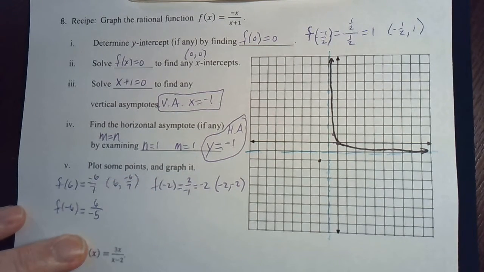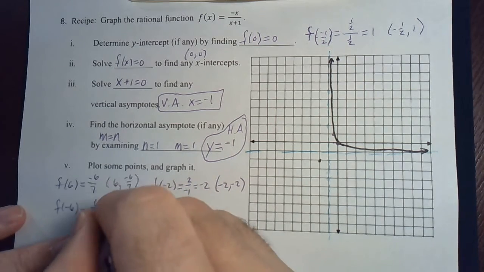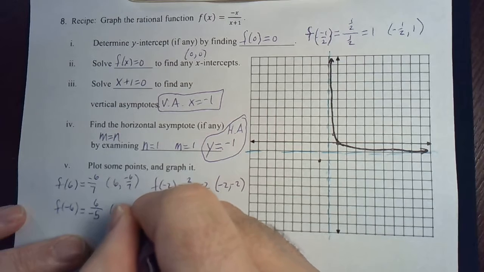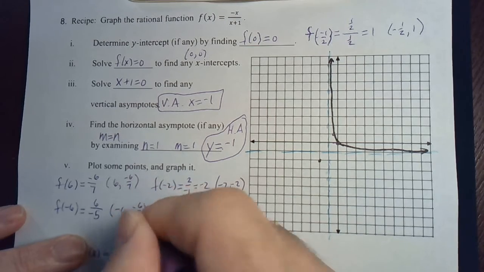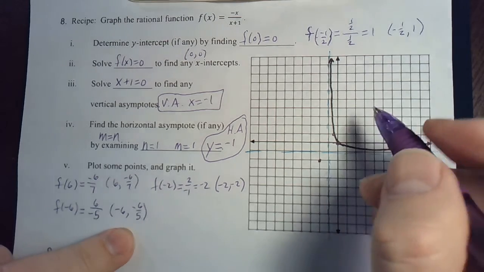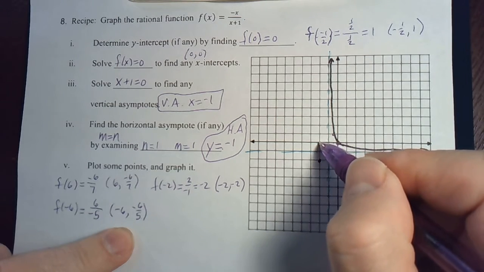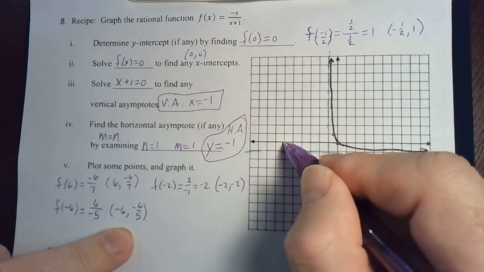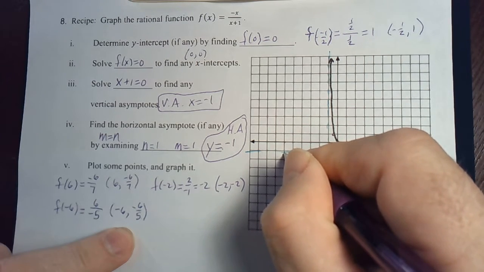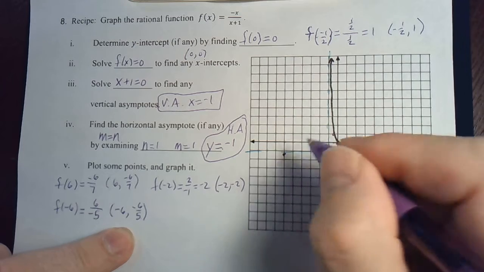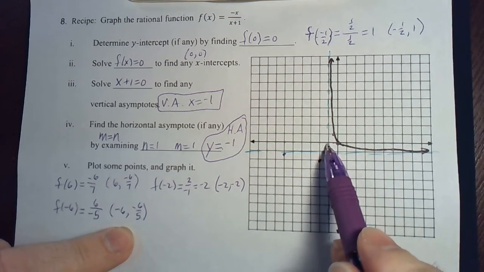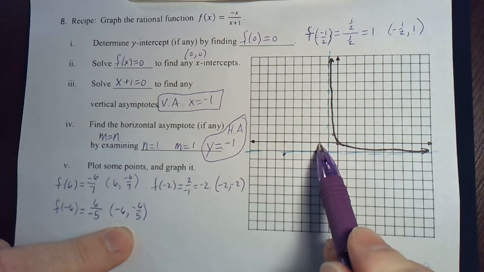Okay, negative f of negative 6, so the ordered pair would be negative 6 and then negative 6/5. So 6/5 is a little bit more than 1. So negative 6, 1, 2, 3, 4, 5, 6, a little below negative 1 puts us right about there. Okay, and we'll do one more point in between negative 1 and negative 2.